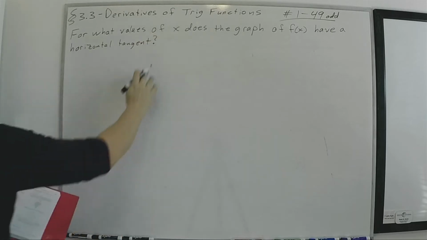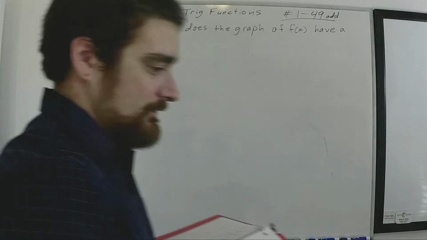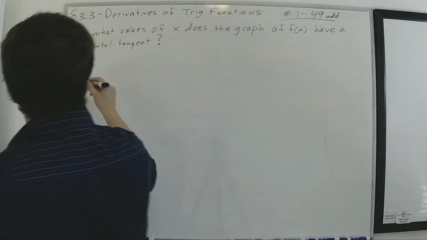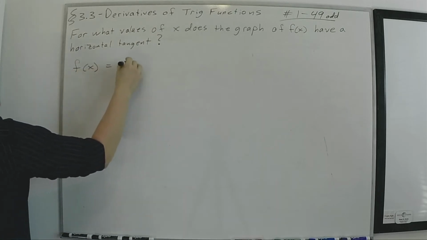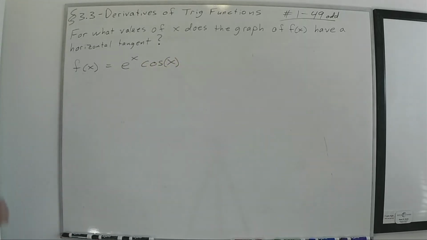So it's asking us, when is our graph going to have a horizontal tangent line? And the function that they give us is f of x is equal to e to the x times cosine of x.